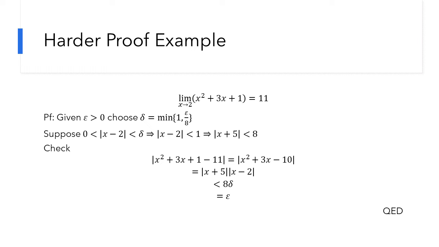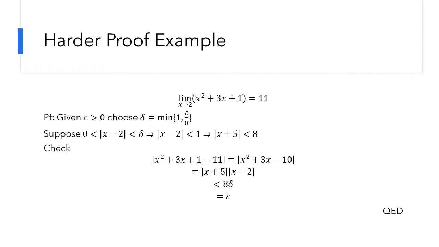Now, our f(x) minus L term is, in this case, x squared plus 3x plus 1 minus 11, or x squared plus 3x minus 10, which we can factorize into the absolute value of x plus 5 times the absolute value of x minus 2. Now, there's our delta term, the absolute value of x minus 2, but the x plus 5 is an issue to us.